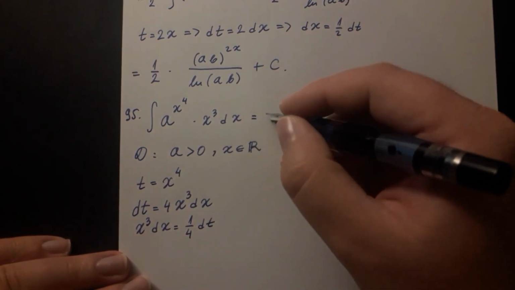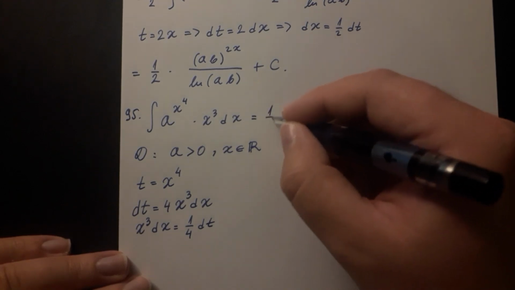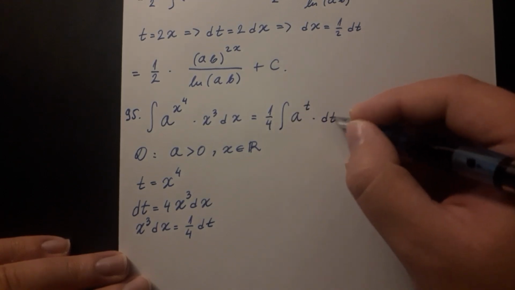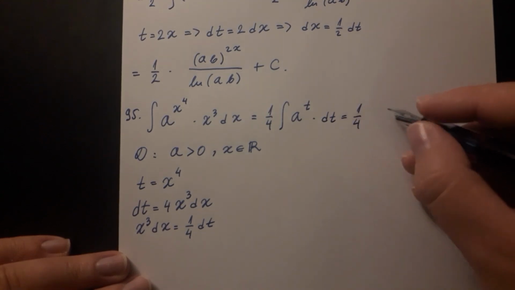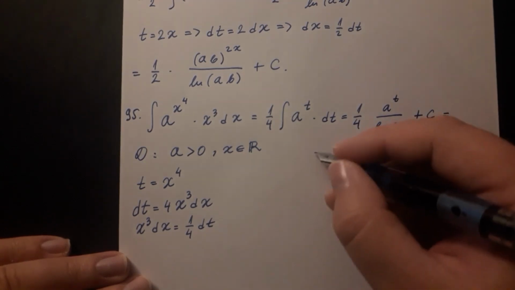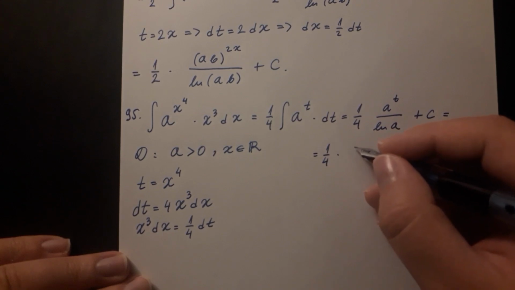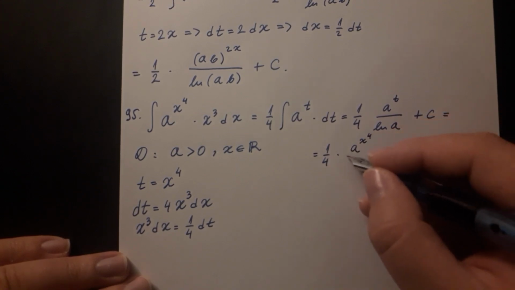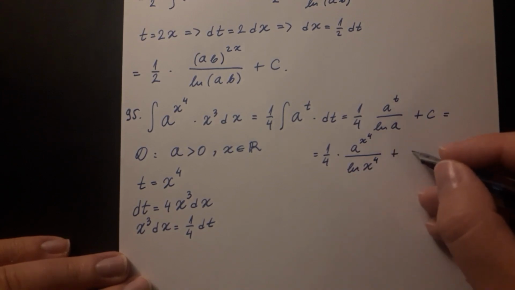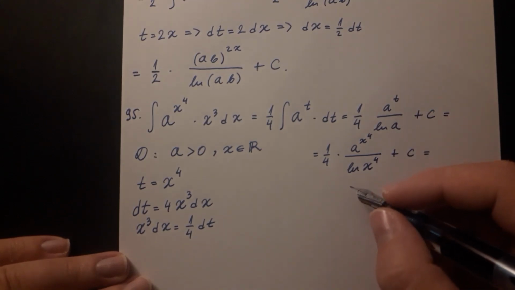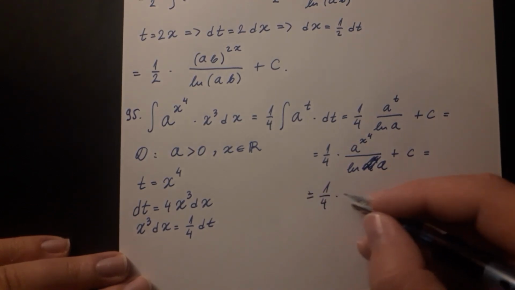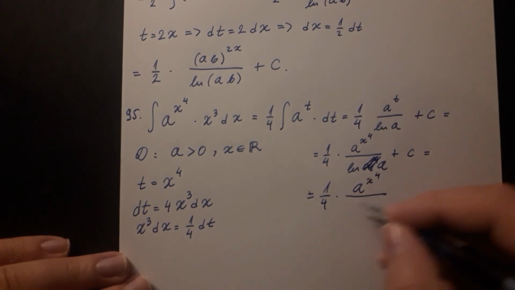So this integral gets transformed into 1/4 of the integral a to the power t times differential of t, which is equal to 1/4 of a to the power t divided by ln of a plus c, which is then equal to 1/4 times a to the power x to the power 4 divided by ln of a, plus a constant c. This is ln of a.